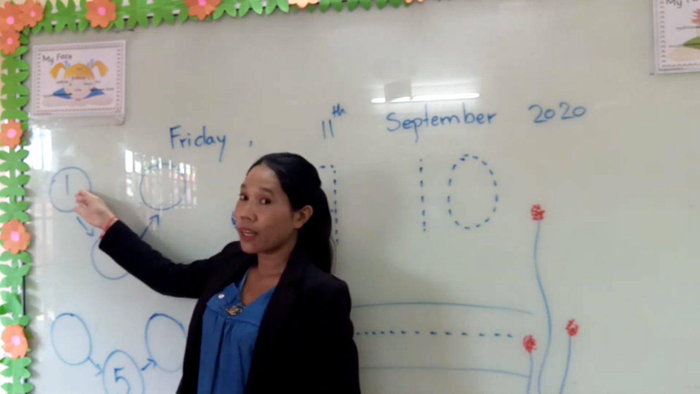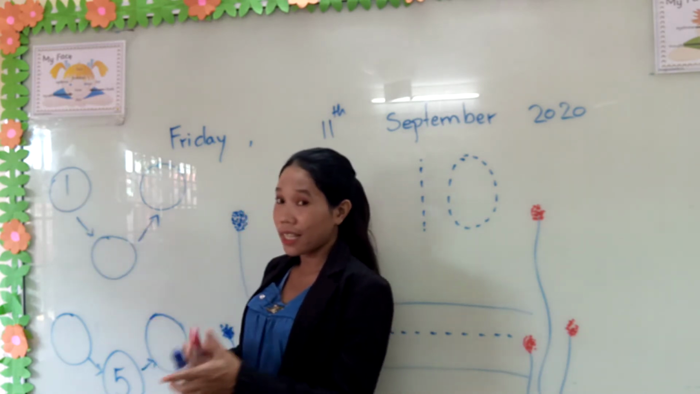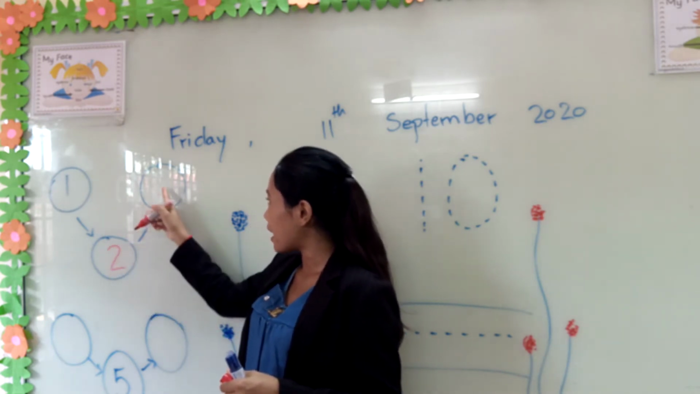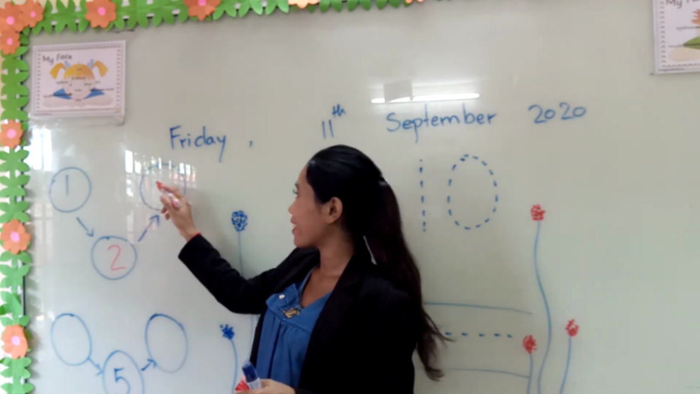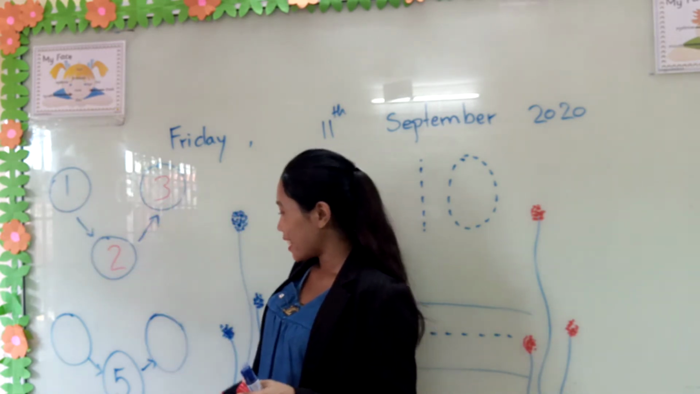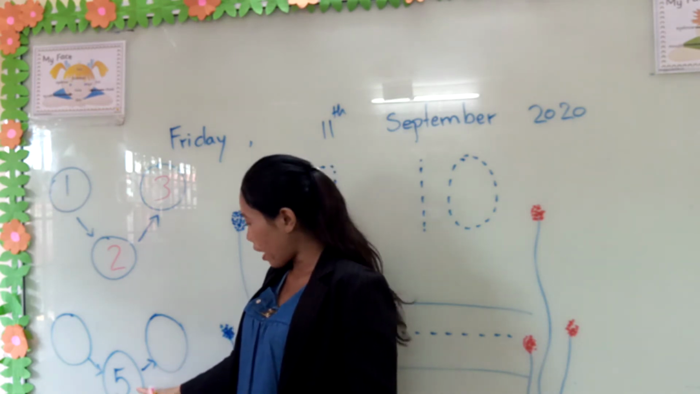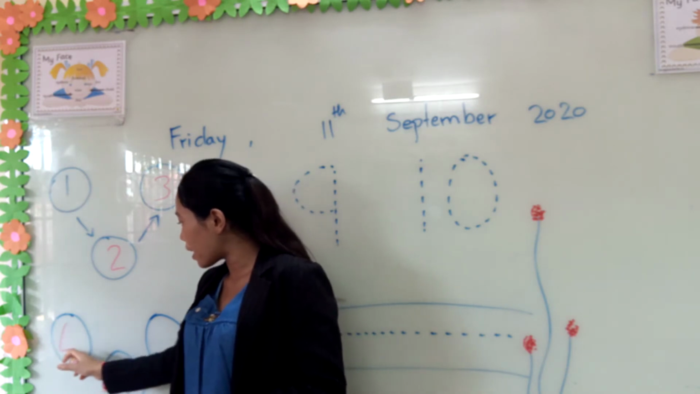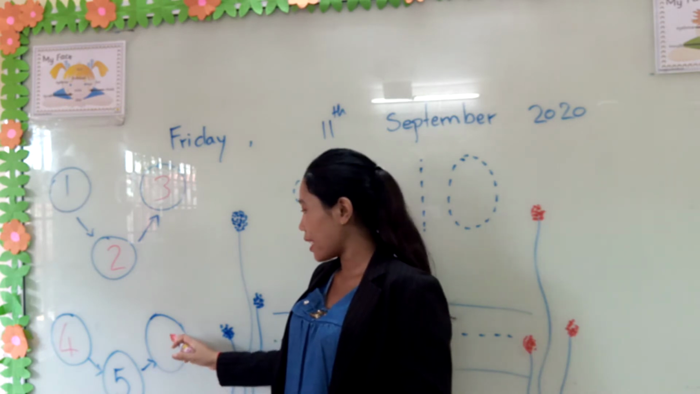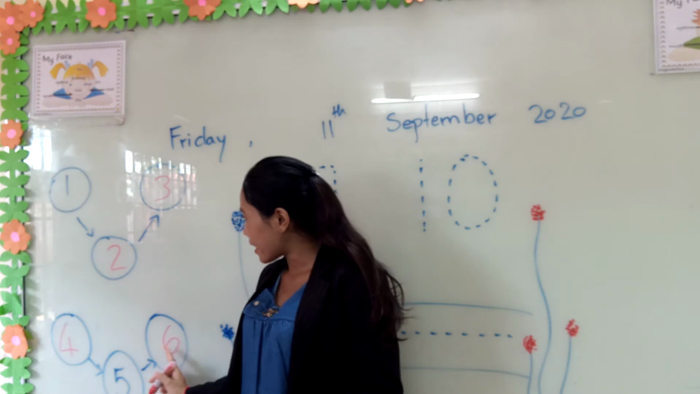I have number 1 and one number that is complete here. After 1 is 2. Okay, good. And then 3. Correct. 1, 2, 3. Okay. So here teacher has the middle number 5. Okay. Number 5. So before number 5 is 4. 4, 5, and the next number is 6. Very good. 4, 5, 6.